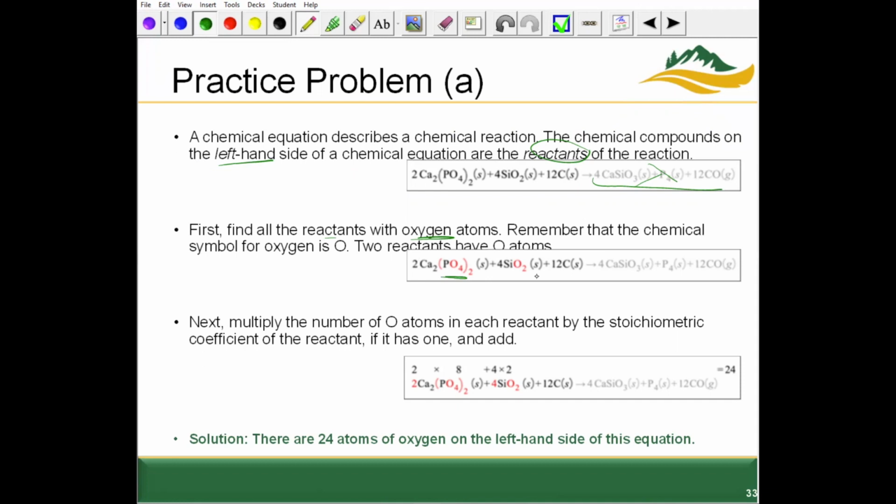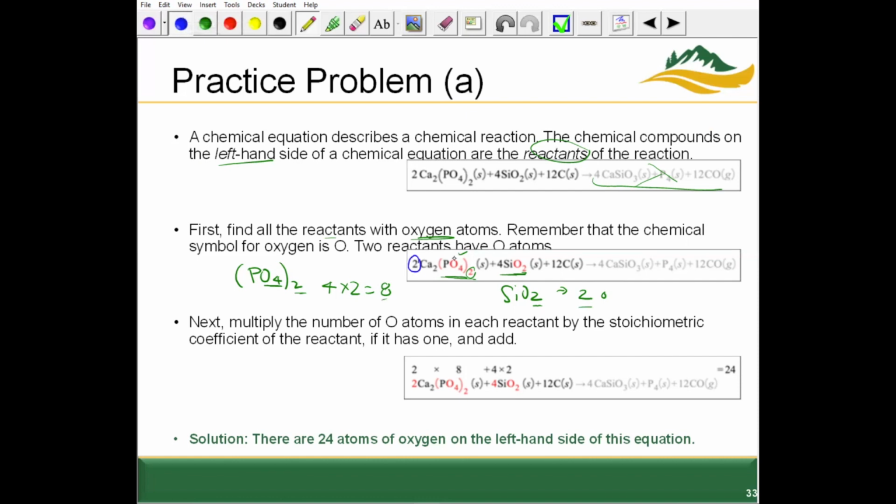So we see phosphate here, silicon dioxide. Next, we need to use our knowledge of what these subscripts mean. For oxygen here, we have 4 oxygens, then outside the parentheses, we have 2. So we need to take 4 times 2 to get 8 oxygen atoms here. Silicon dioxide, we just see 2 here, no parentheses, so that is 2 oxygen atoms. So within phosphate and within silicon dioxide, we have 8 and 2.